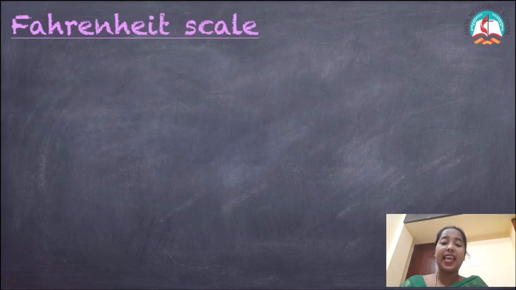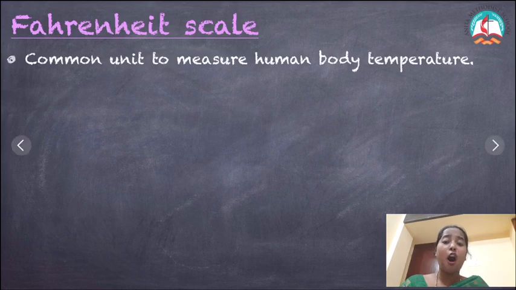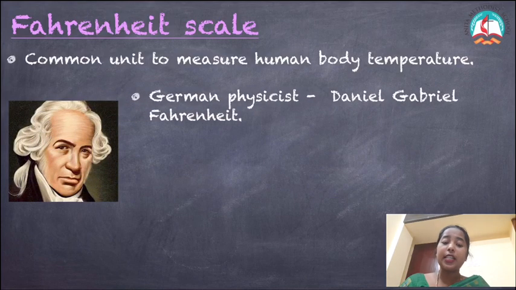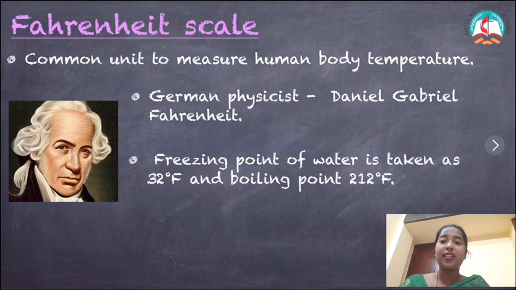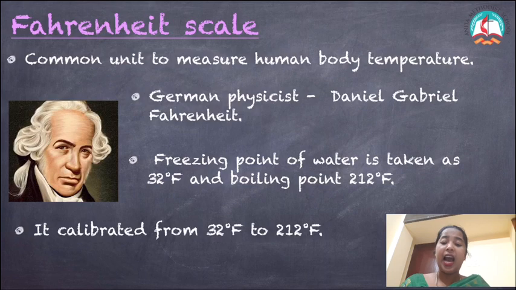Secondly, the Fahrenheit scale. Fahrenheit is a common unit to measure human body temperature. It was named after the German physicist Daniel Gabriel Fahrenheit. Look at this picture. He was Daniel Gabriel Fahrenheit. The freezing point of water is taken as 32 degrees Fahrenheit and the boiling point is 212 degrees Fahrenheit. Thermometers with the Fahrenheit scale are calibrated from 32 degrees Fahrenheit to 212 degrees Fahrenheit.